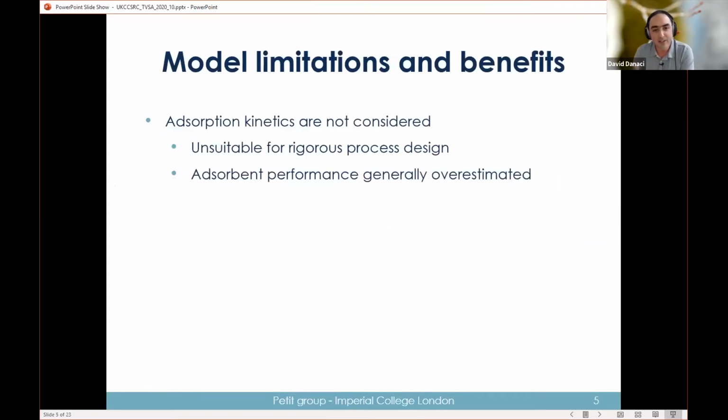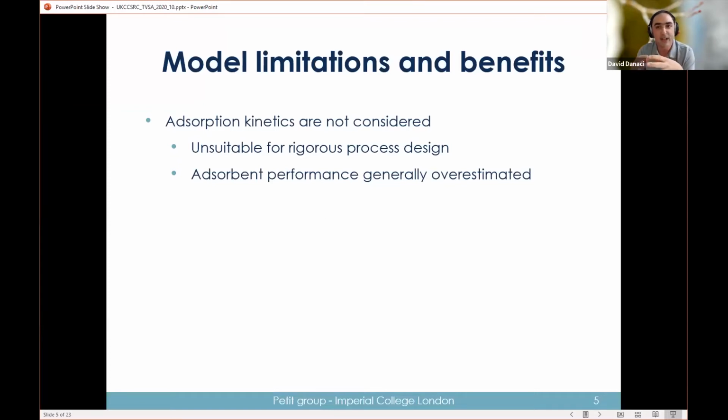So the limitations of this kind of simple model are that the adsorption kinetics are not considered. This makes it unsuitable for rigorous process design, as the mass transfer is not accounted for. And the co-issue with that is that the adsorbent performance is generally overestimated in models like these.